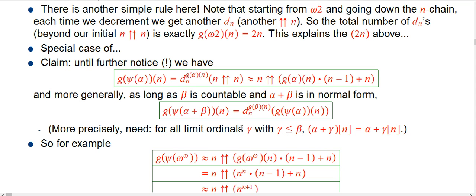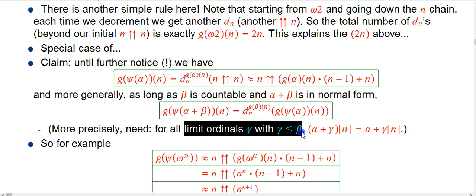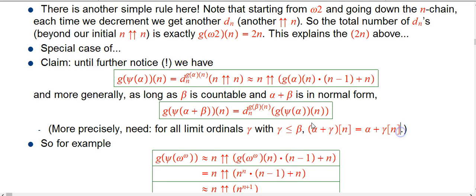If you want to know what we really need, I think it's a pretty accurate version of what we need. We really need for all limit ordinals gamma with gamma less than or equal to beta. So not just beta itself, but we need the inductive proof to work all the way up to beta and not have any gaps where it would fail. We need this wonderful thing that alpha plus gamma, the nth term in the fundamental sequence, is just leave alpha alone and apply the bracket n operator to gamma. I'll say very little more about the details of that, but I'm going to start using this rule.